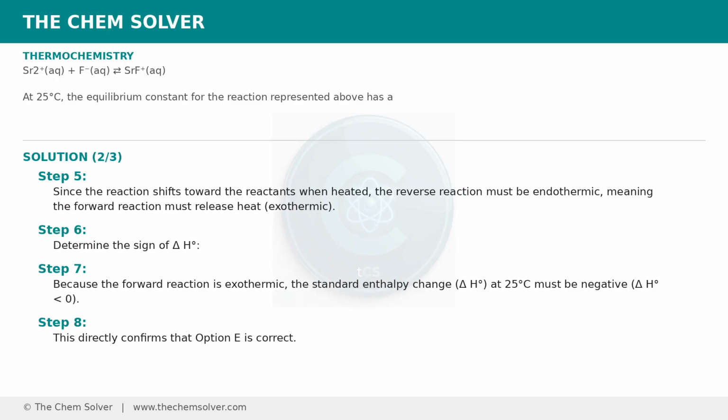Since the reaction shifts toward the reactants when heated, the reverse reaction must be endothermic, meaning the forward reaction must release heat, exothermic. Determine the sign of delta H degrees. Because the forward reaction is exothermic, the standard enthalpy change, delta H degrees, at 25 degrees Celsius must be negative, delta H degrees less than 0. This directly confirms that option E is correct.